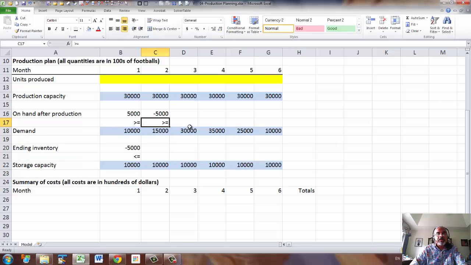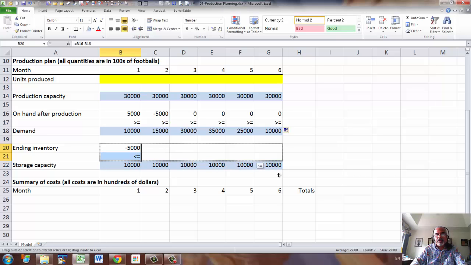Let's align it properly. Now these two can be copied. You shouldn't copy from the first month, because the first month on hand after production formula is different from the rest of them. The ending inventory is the same formula, so we can copy that across.